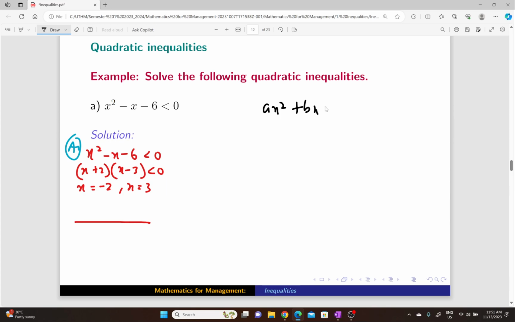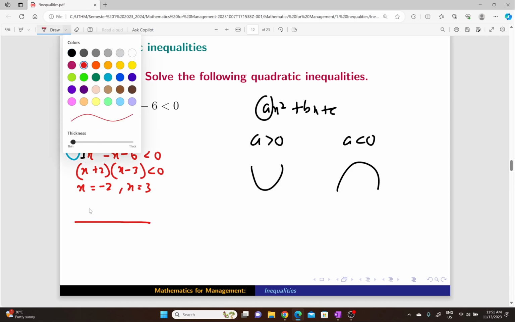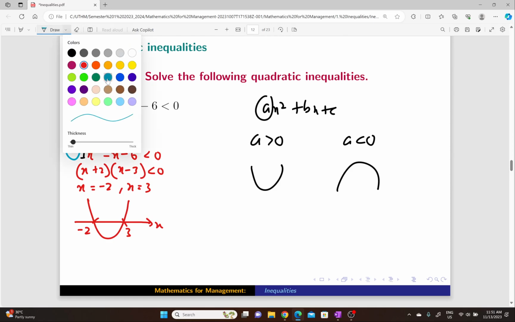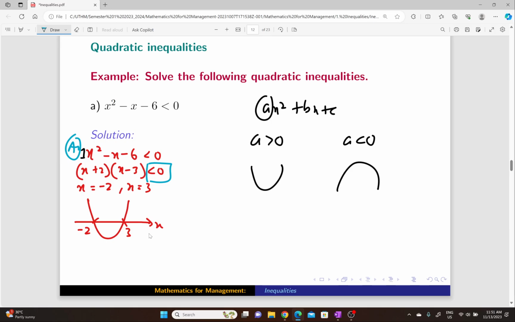square plus bx plus c. Whenever a is greater than 0, it's a smiley graph. A is less than 0, it's a sad graph. So here the a is 1. Remember, 1 is greater than 0, it's a smiley graph. So you draw like this. So -2 is here, 3 is here. This is the x-axis. Okay, it cuts the x-axis like that. And then you see this part here, less than 0. Less than 0 means you take below the x-axis, which is this part. So the answer is in between -2 and 3.